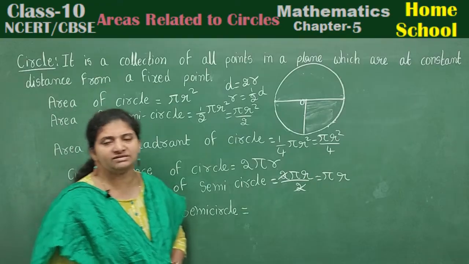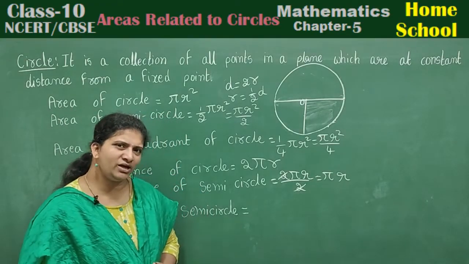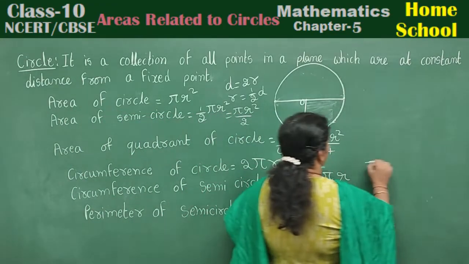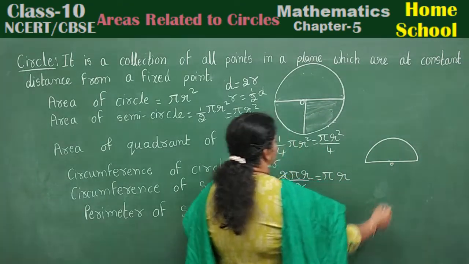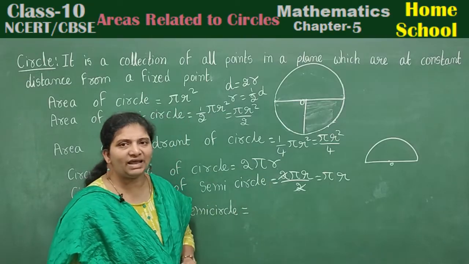Perimeter of a semicircle. What do you mean by the perimeter of a semicircle? Let me draw a semicircle here. Yes, this is a semicircle. What is the perimeter of it?